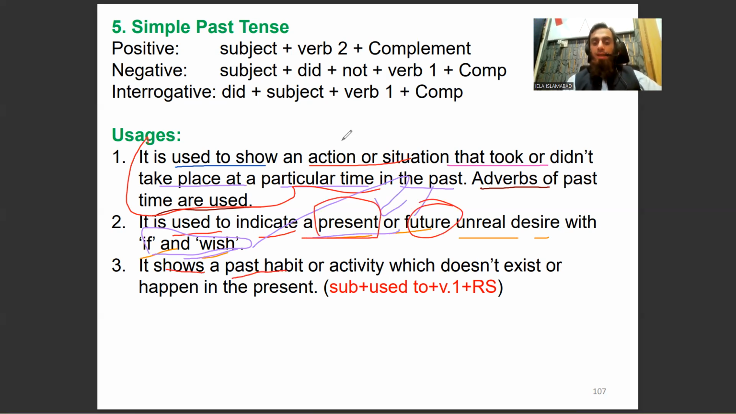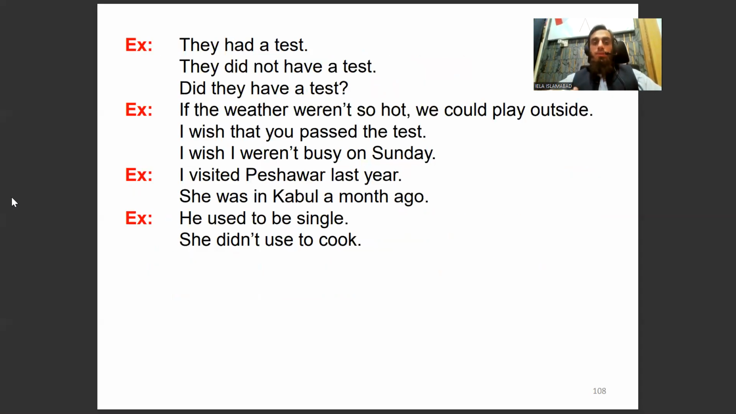It shows a past habit or activity which does not exist or happen in the present, right? We can also talk about the past habit or activity which doesn't exist or happen in the present. So about that activity, that performance, which might not be happening right at the moment, but was in the past, any habit in the past, not now, we can also talk about that in this tense, past simple tense.